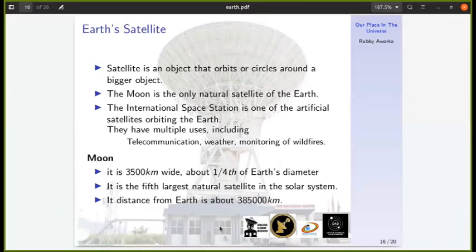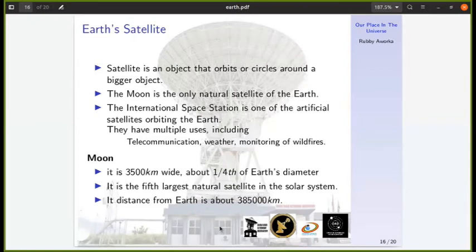The moon is the only natural satellite of the earth, and we have artificial satellites which are used for telecommunication and monitoring of wildfires, and the International Space Station is one of them. So right now we are interested in our moon.